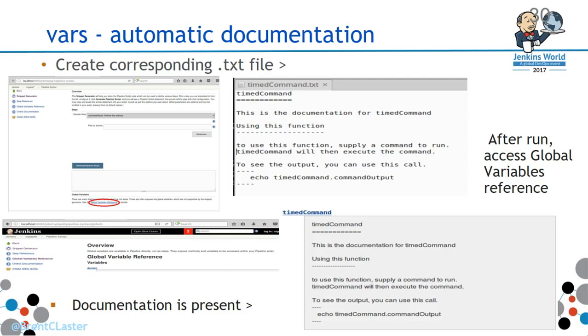So if I create this timecommand.txt in my vars area, once I go in and load it up, then if I go into that global variables area in Jenkins, I'll be able to see the text file loaded as documentation. You can use markup, HTML, those sorts of things in there. So it's a cool way, if you're doing shared libraries and using the vars area, to create documentation along with it that might be useful to the rest of your organization.